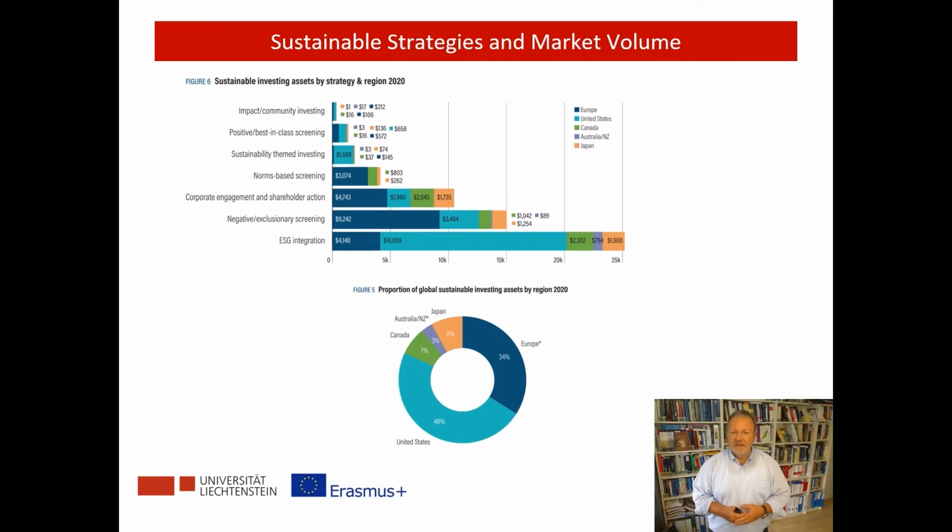And on the next slide, there are two figures. One is sustainable investing assets by strategy and region in 2020. Here, the largest sustainable investment strategy globally is ESG integration. The next most commonly deployed sustainable investment strategies include negative exclusionary screening, followed by corporate engagement and shareholder action. Figure 2 is the proportion of global sustainable investing assets by region, and here you see the United States and Europe continued to represent more than 80% of global sustainable investing assets during 2018 to 2020.